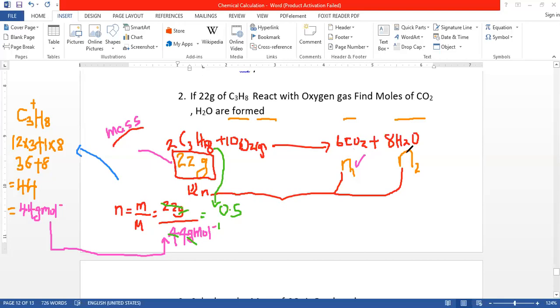Ratio is very important. The ratio between C3H8, sorry, the ratio between C3H8 and CO2 and H2O. How about the ratio of C3H8 and CO2 to H2O? You should come to this one now, here.